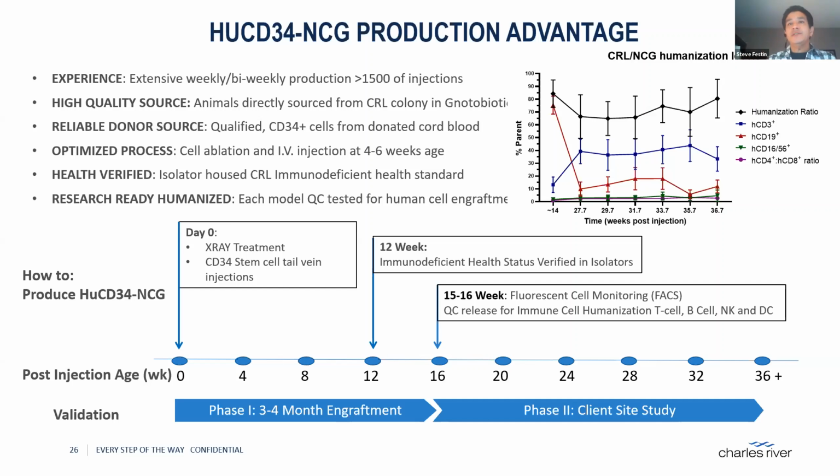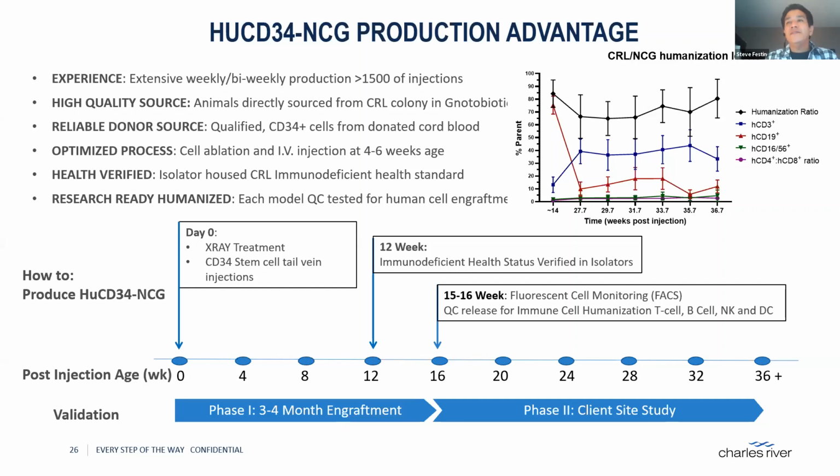So on day 0, as shown here at the bottom, we use X-ray irradiation, and the NCG is pretty happy with about 1.6 to 2 gray for that, and it's a simple CD34 stem cell tail vein injection. The CD34 stem cells, we actually work with frozen cells. They've been frozen down in a proprietary medium, but it's essentially what all the providers are using. And those recovered cells do very well.